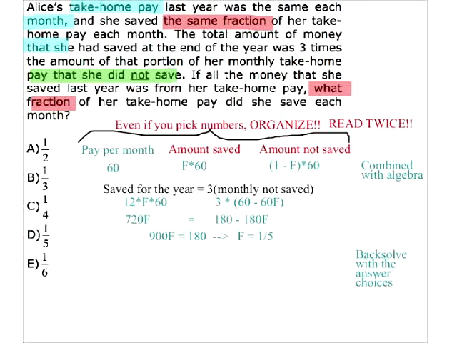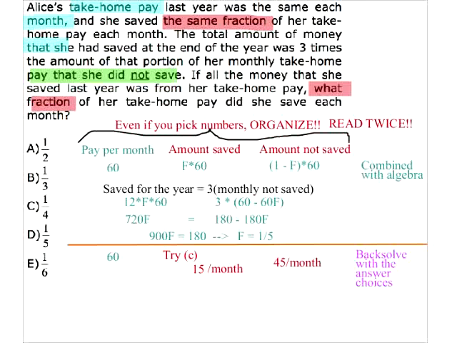There's still the degree of organization that's necessary. So if you wanted to back solve, we're still going to pick 60 for the pay per month. Let's try answer choice C because it's in the middle. If you try that, that means it's how much saved per month. Answer choice C is 1/4, so you'd be saving 15 in a month. So the amount not saved, that's 15 per month. And so not saved would be 45 per month.